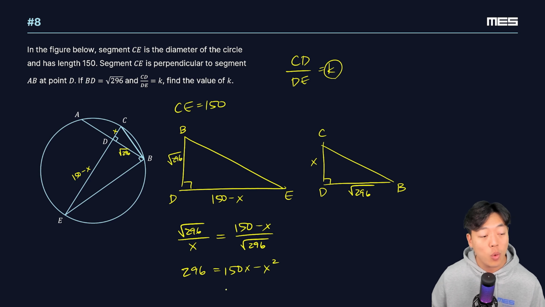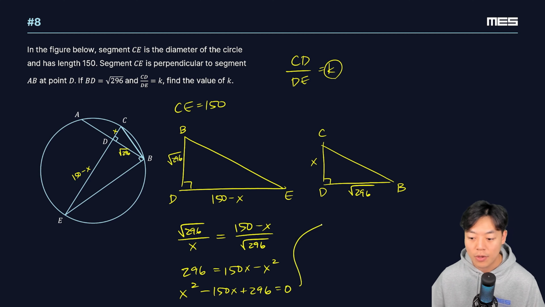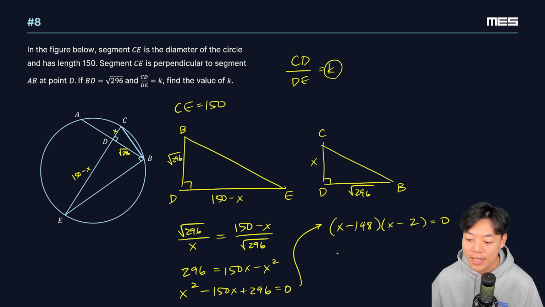And now since we have a quadratic equation, we may be able to factor. Let's move everything to one side. We'll have x squared minus 150x plus 296 equal to 0. We can factor this into x minus something and x minus another thing. Those two numbers will be 148 and 2. Great. So that means we have x equal to 148 or 2.